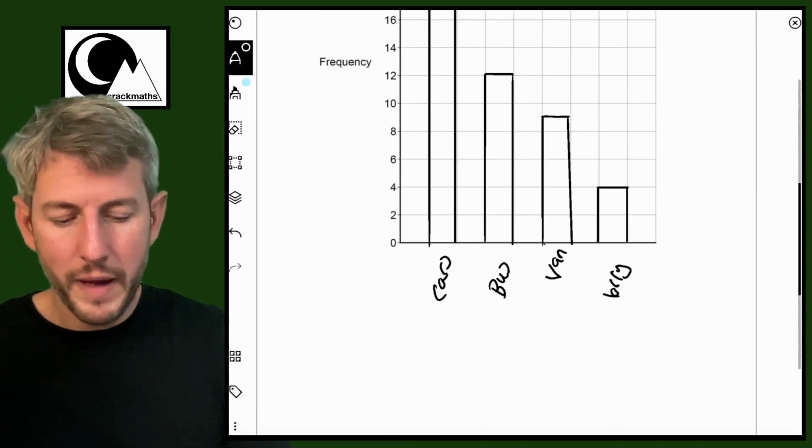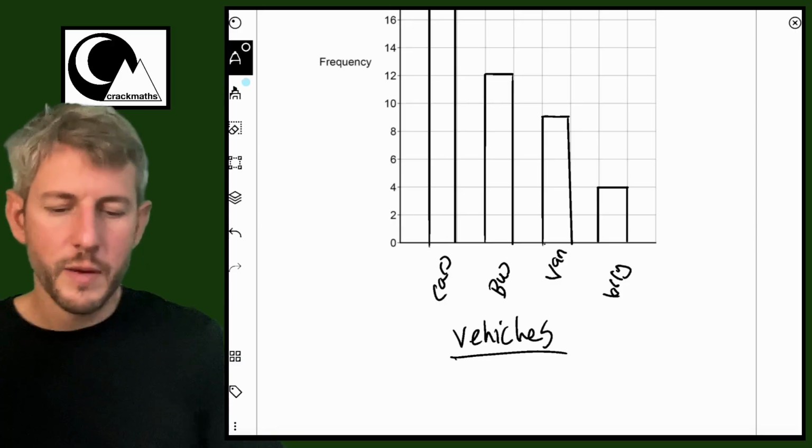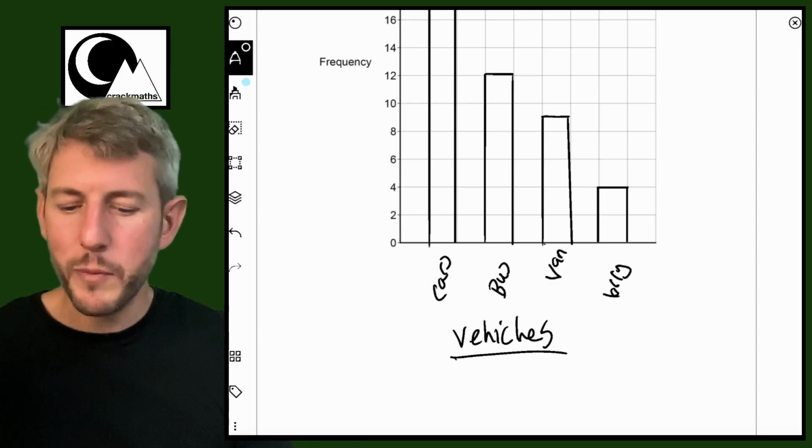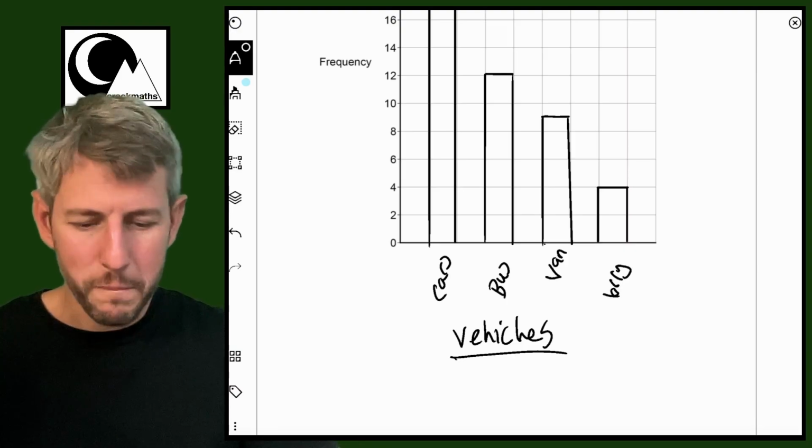Here is our bar chart that they've asked for. And then before I finish, I'm going to label this bottom axis as vehicles. There we go. So we've got the bottom axis labelled as vehicles, and we've got the side axis labelled as frequency. Okay, right. Let's continue.